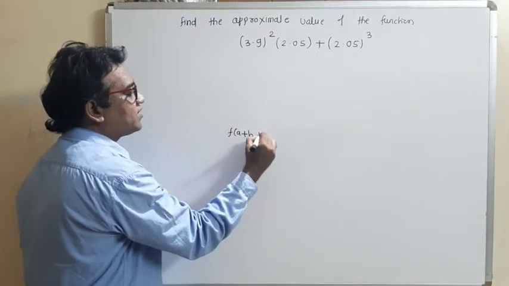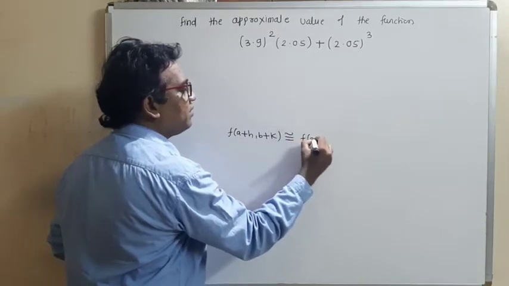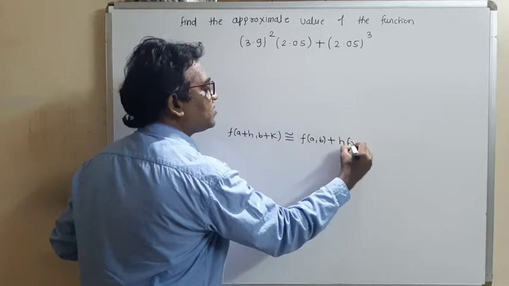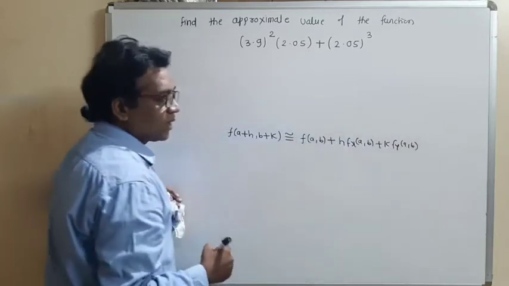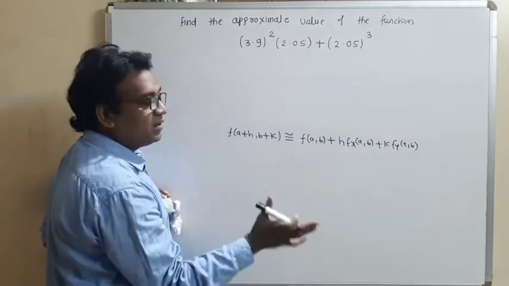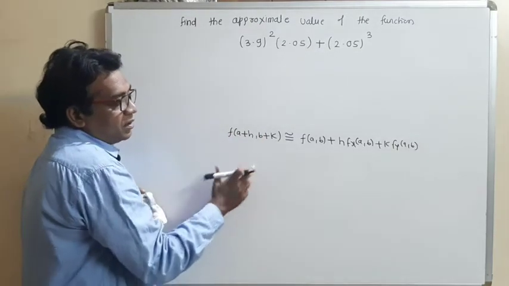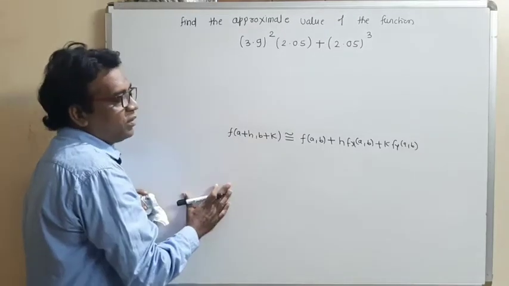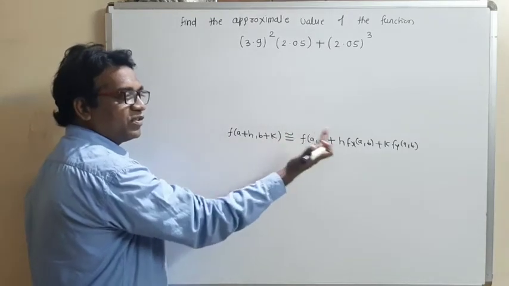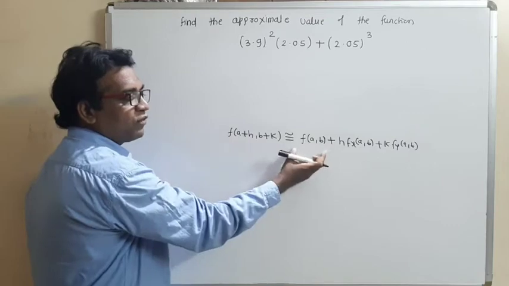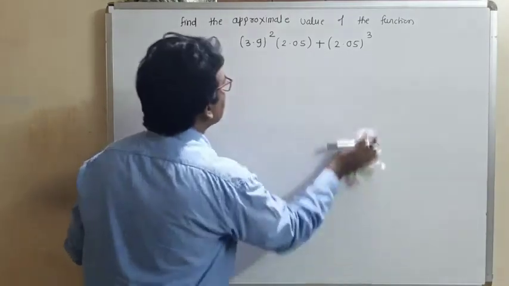f of a plus h, b plus k, this approximate value can be given by f of ab plus h fx at ab plus k fy at ab. This is the differential formula for finding the approximate value of any function. It contains three functions: f, and from f we can easily find out fx and fy, and there are four functional values. So first of all, we write the given function. Write down the solution.